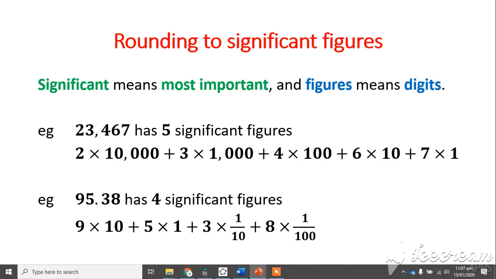Another example, 95.38, which has 4 significant figures. We have 9 tens, 5 ones, 3 tenths, and 8 hundredths, so 4 significant figures.